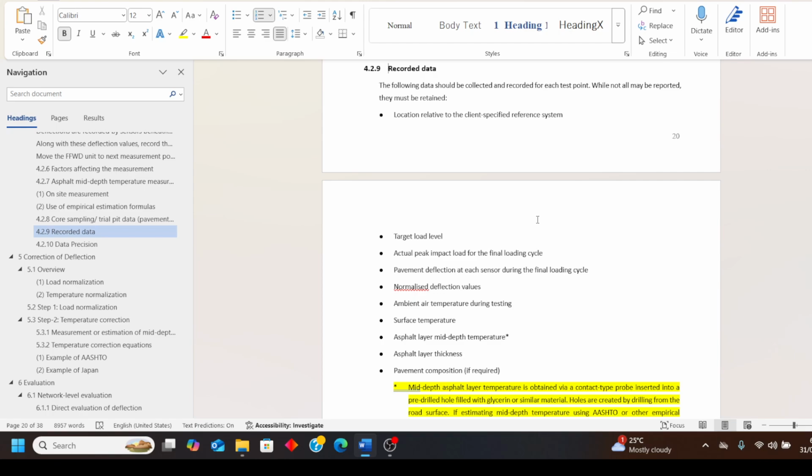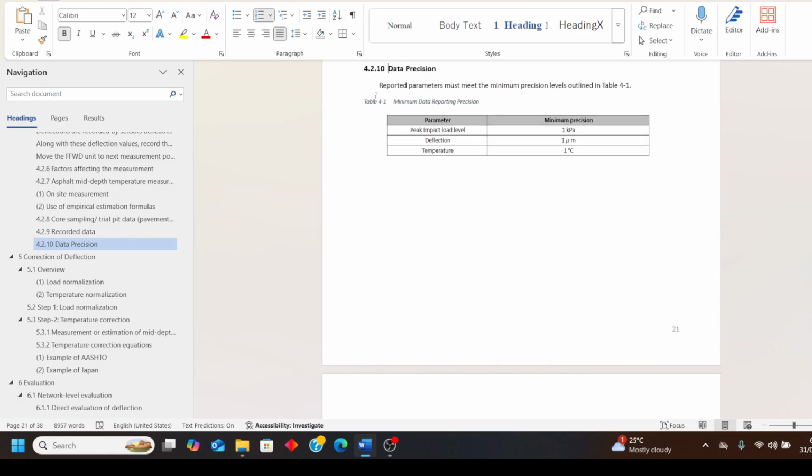Moving towards the last section of this chapter, which is data precision, which is also very important because accuracy requirement is important to ensure reliability. The peak impact load must be recorded within plus or minus 1 kilopascal, the deflection must be recorded within plus or minus 1 micrometer or 0.001 millimeter, and the temperature must be recorded within plus or minus 1 degree centigrade.